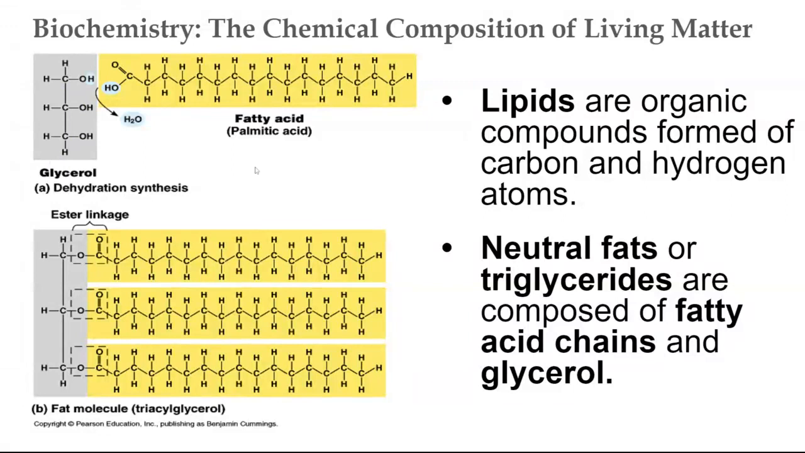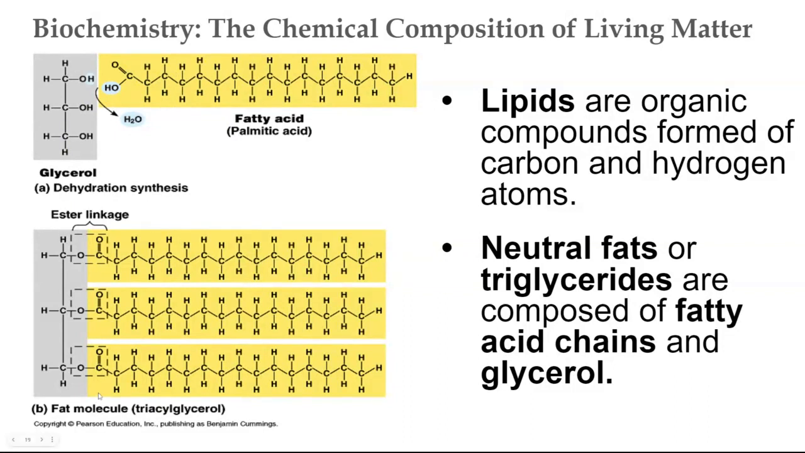So we have the glycerol, but we also have these long chain fatty acids, which is just carbon and hydrogen. And these can be very, very long. Carbon and hydrogen, carbon and hydrogen, carbon and hydrogen on long fatty acid chains. Now, this fatty acid or this lipid only has one fatty acid chain. So we call it palmitic acid.